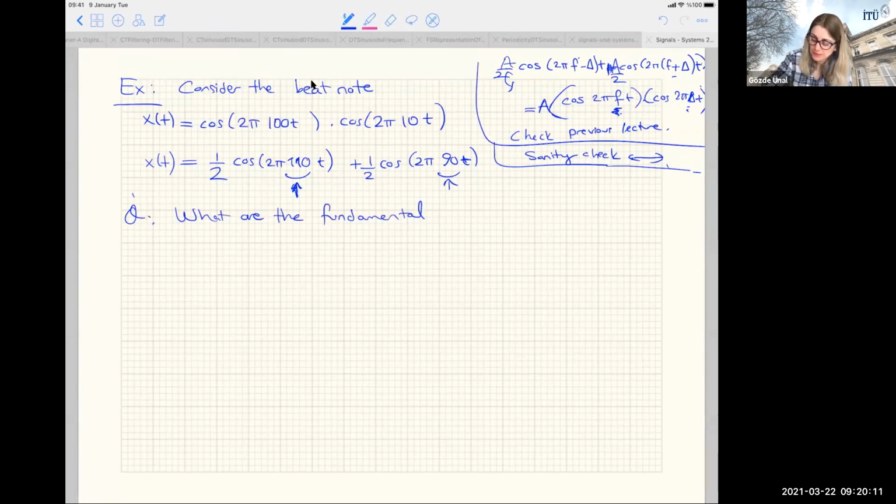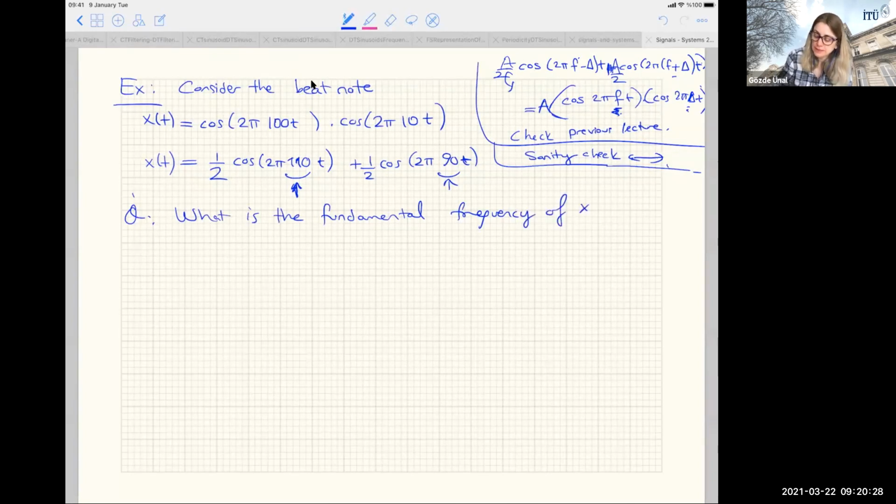Or frequency, not what are, harmonics. I was thinking of the harmonics. What is the fundamental frequency and what are the harmonic frequencies, of course, then. Fundamental frequency of x of t. Do you guys have an idea?